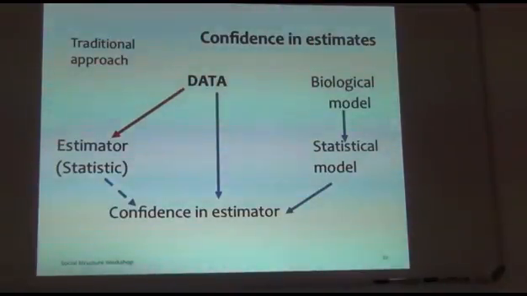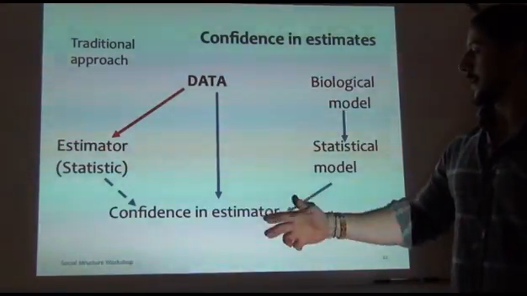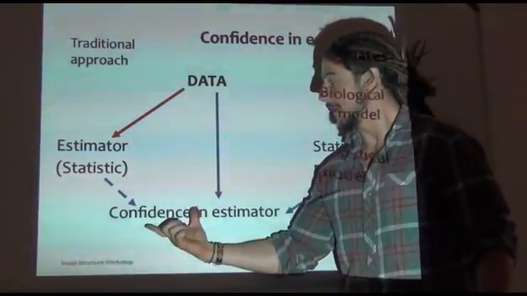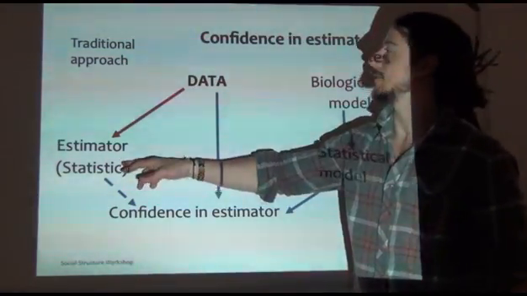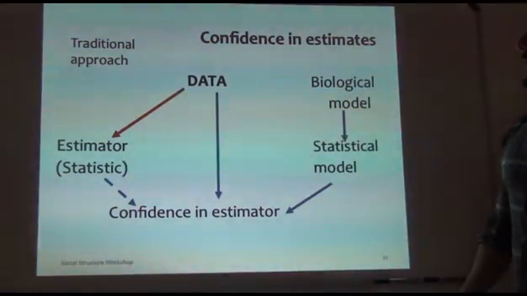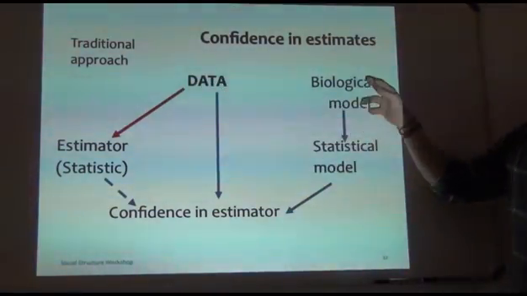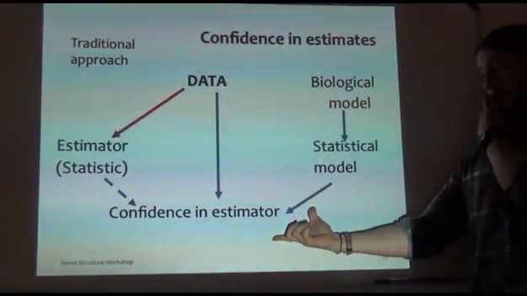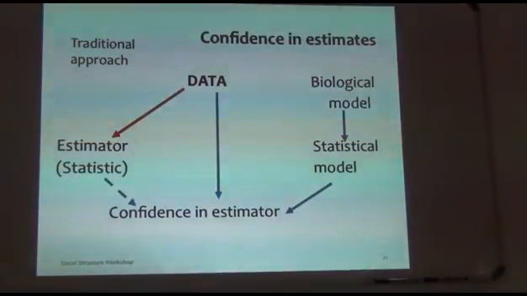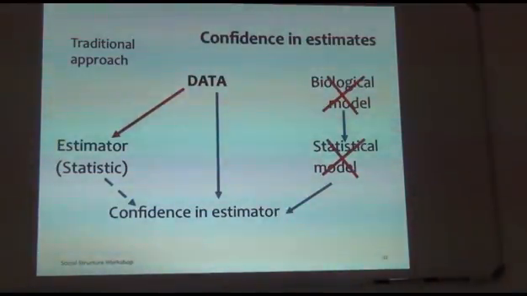So traditionally, we have data, and then we estimate something, and then we can create the confidence intervals around this estimator, around this metric or statistic or network property. We can do that from the data itself, or using a biological model, and then we use a statistical model, and then we get an estimation. But sometimes we don't have either a clear biological model or a statistical model to estimate here.